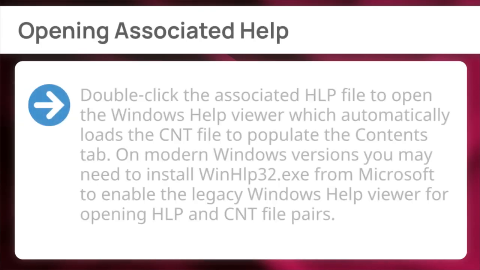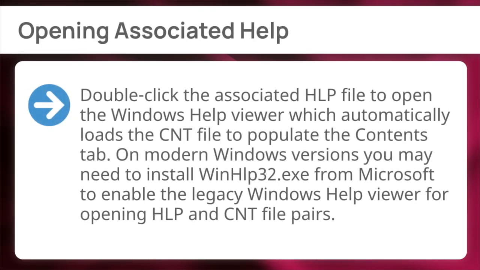Next, opening associated help. Double-click the associated HLP file to open the Windows Help Viewer, which automatically loads the CNT file to populate the Contents tab. On modern Windows versions, you may need to install WinHelp32.exe from Microsoft to enable the legacy Windows Help Viewer for opening HLP and CNT file pairs.